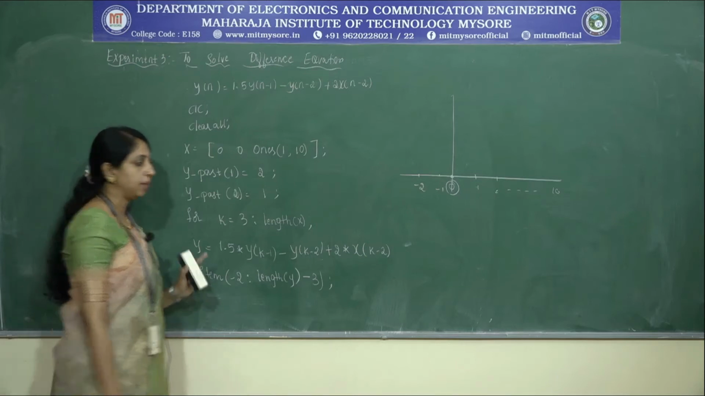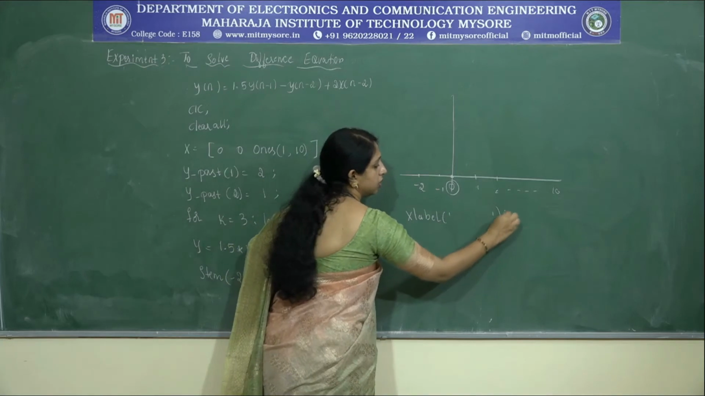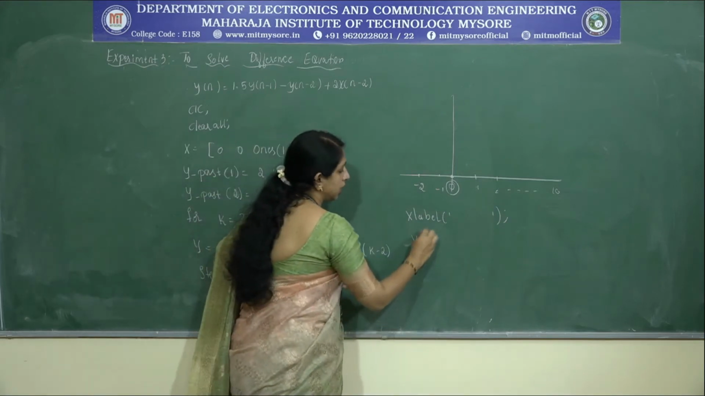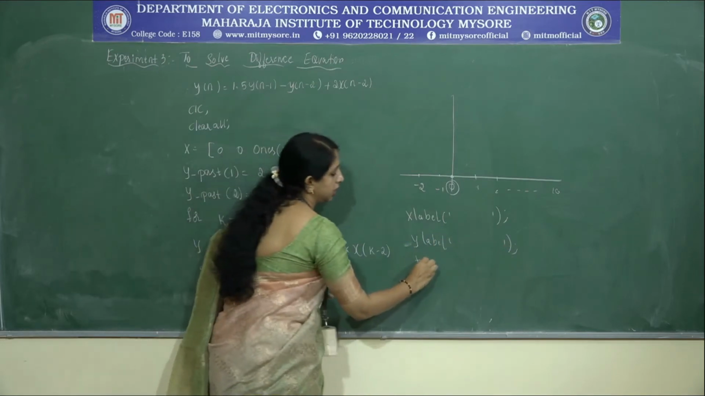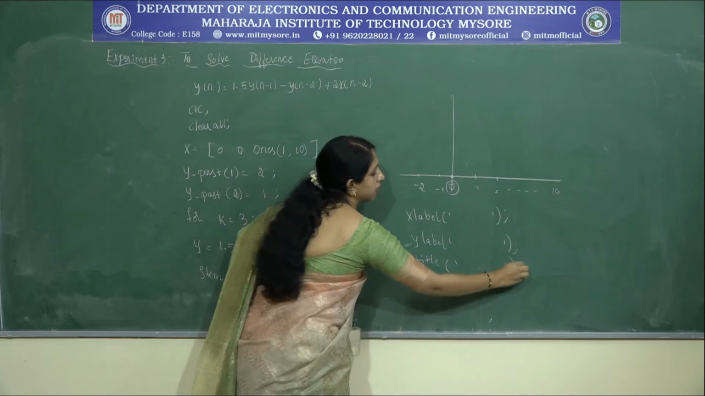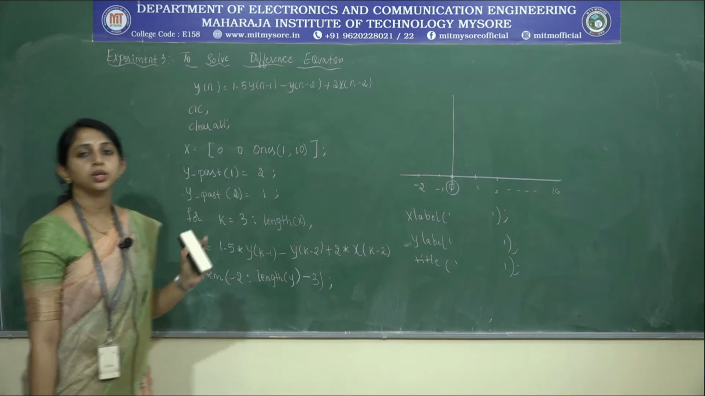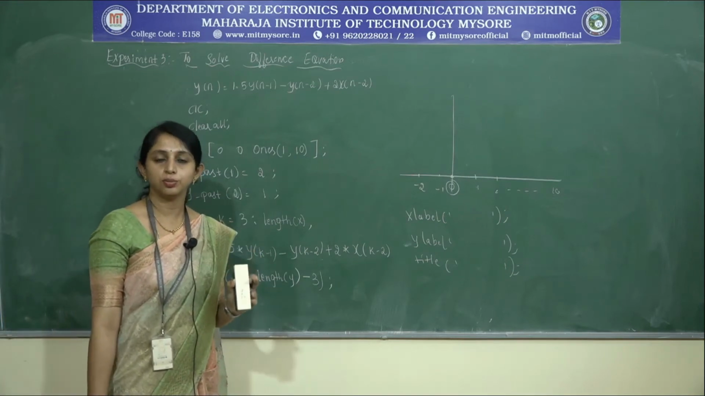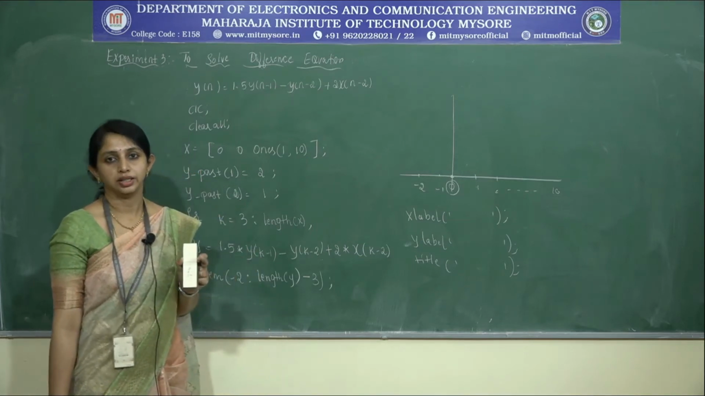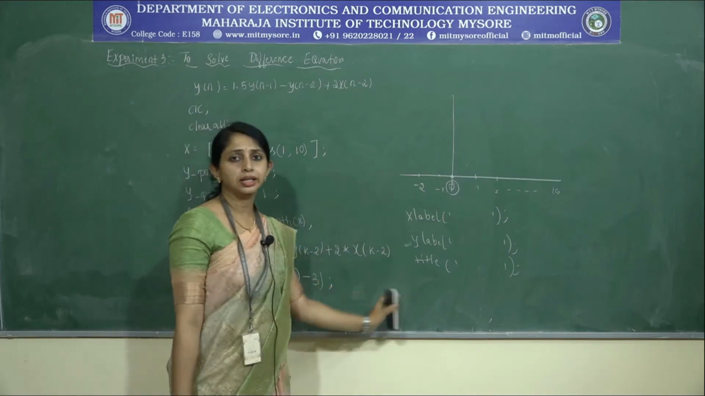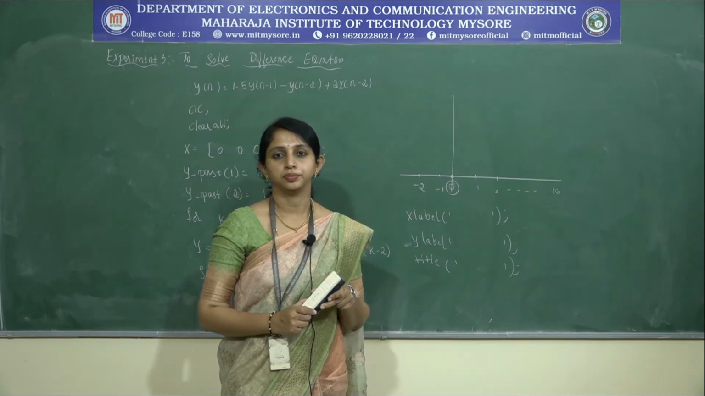Now for this program, give x label, that is n values, and y label, magnitude, and a title of the program, which is difference equation. For a difference equation, the very important thing is to assume the previous values along with the given input data. And this is the complete logic for a 2nd order difference equation. Thank you.